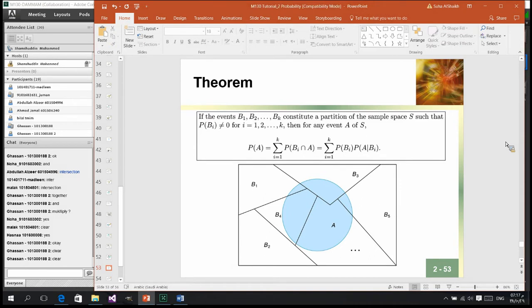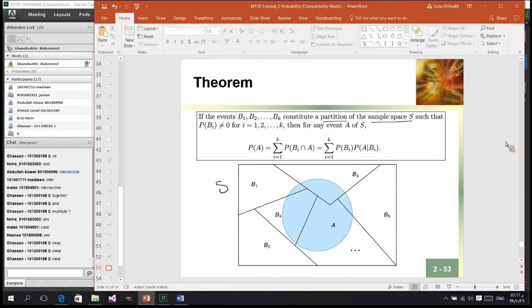We have the following theorem. If B1 till Bk partition of the sample space S. We talked about the partition before. تجزيء يعني it cuts my S. This is my S طبعا. Okay, the square rectangle here is my S. And such that the probability of each one of those Bi is not equal to 0. يعني none of them is the phi.